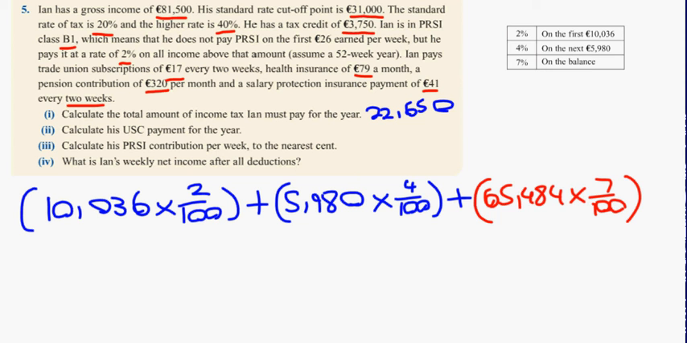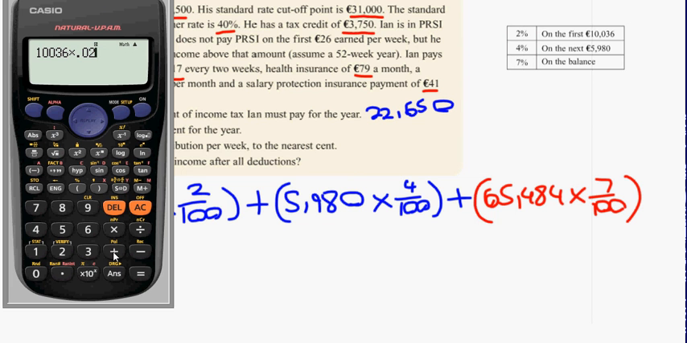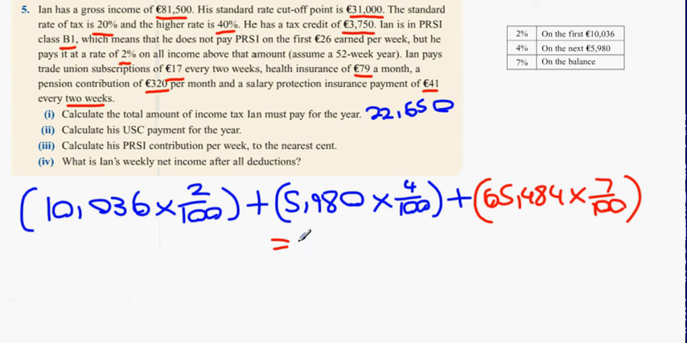Now we have to do this sum all in one go. 10,036 multiplied by 0.02, plus 5,980 multiplied by 0.04, and finally plus 65,484 multiplied by 0.07, and what we're going to get here is 5,023.80.